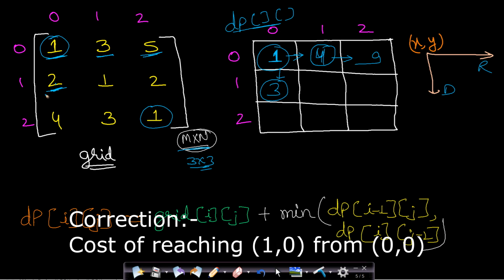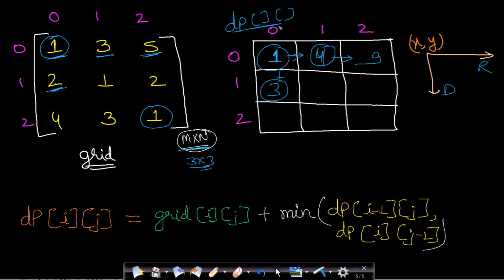If you want to reach 2, 0 from 0, 0, then we can only reach by using this cell, because the condition says we can move right or down. So we will add the previous cell cost to this current cell cost 4 and it will become 7. So if you pick up any given point, then it will denote the cost of reaching this point from the starting point. So I hope you got it.